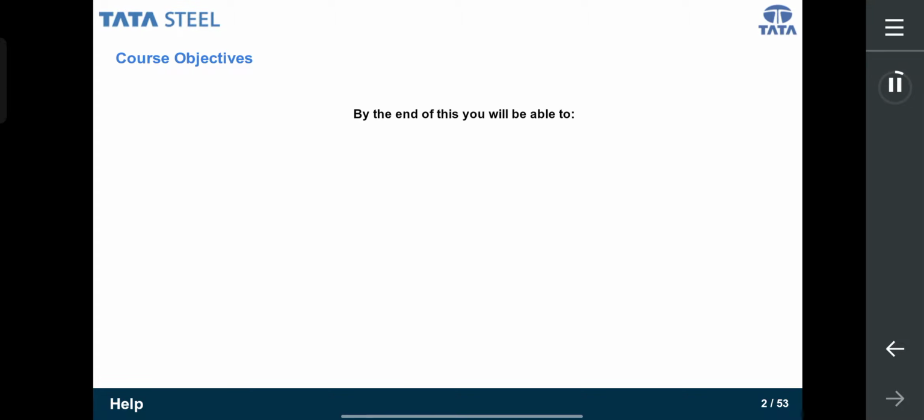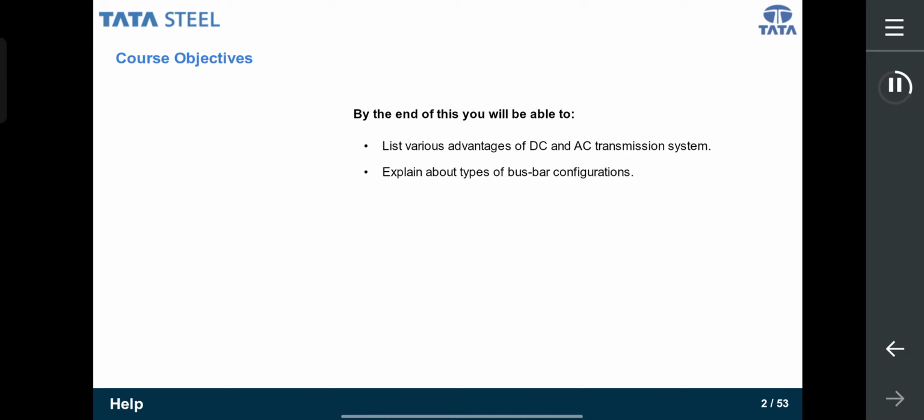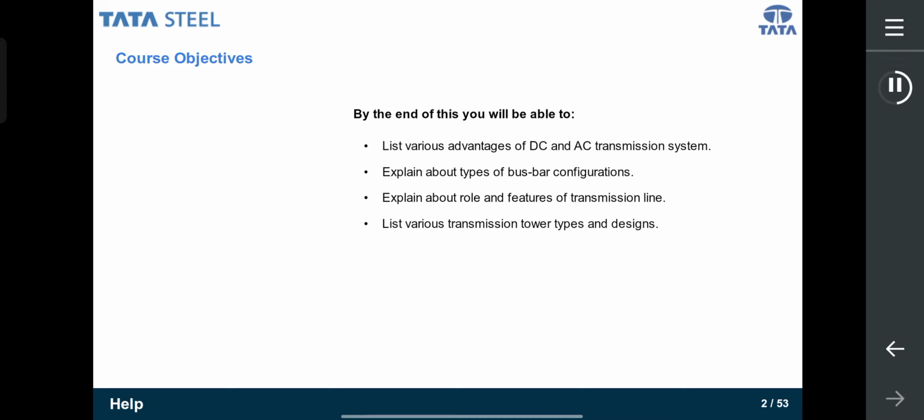By the end of this course, you will be able to list various advantages of DC and AC transmission system. Explain about types of bus bar configurations. Explain about role and features of transmission line. List various transmission tower types and designs.